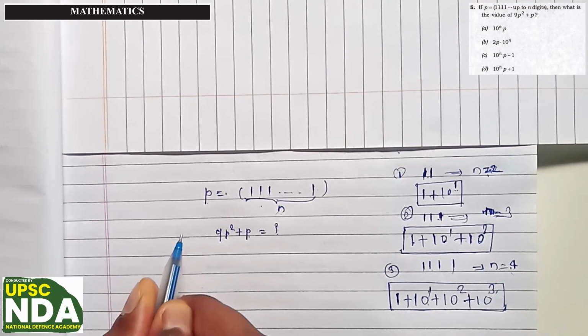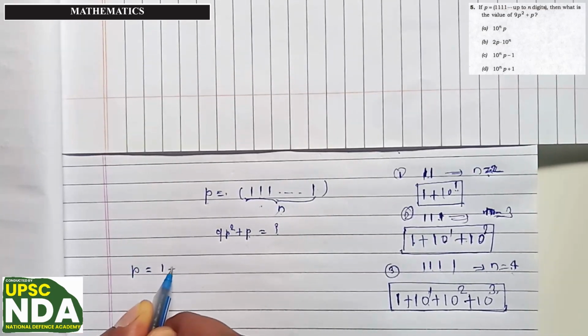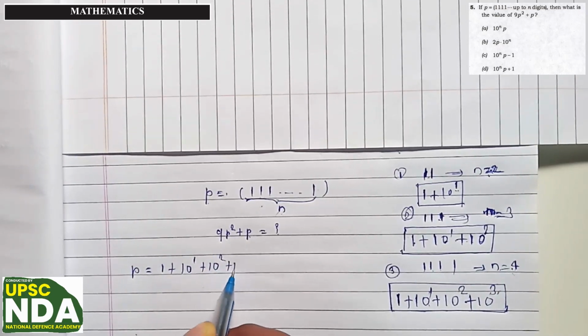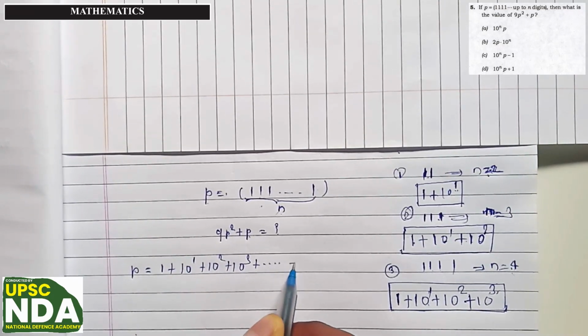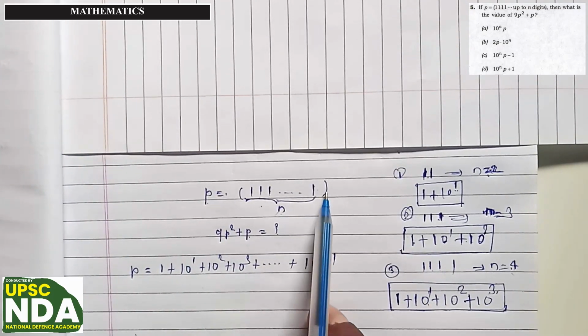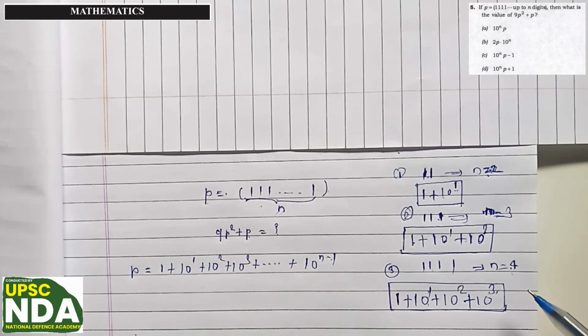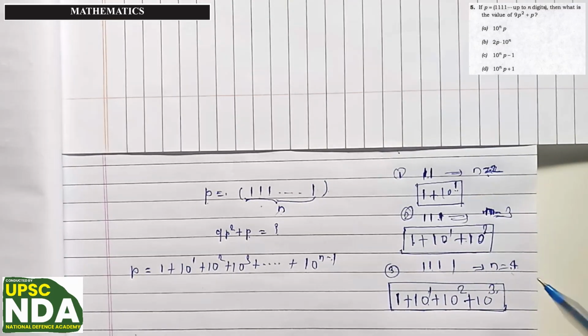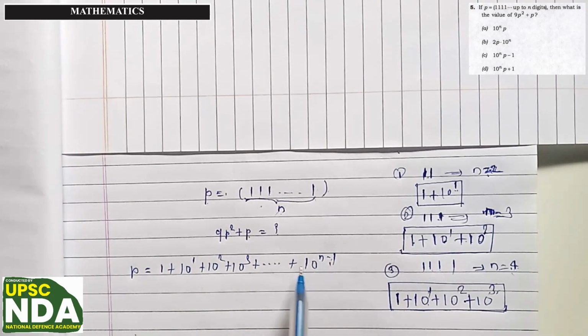Then we can write p as the series 1 plus 10 to the power 1 plus 10 to the power 2 plus 10 to the power 3 plus up to 10 to the power n minus 1. Here we take 1 away from n, so we get n minus 1. Why? Because if n is 4, we write 3; n is 3, we write 2; n is 2, we write 1. This way, n is n, then we write n minus 1. So this is the way that we can write our p as a series.